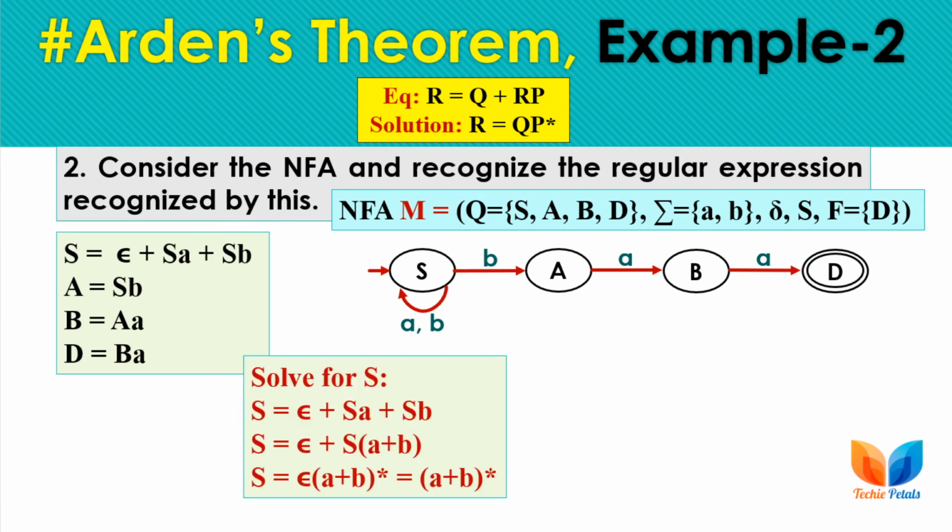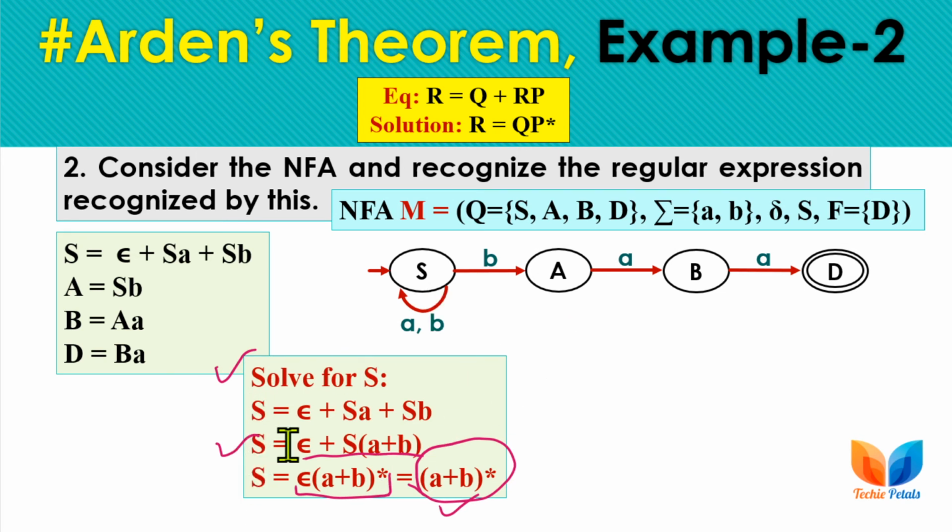So after solving S, we are getting the same expression as example number 1, because this is the same expression. We have just formed the Arden's equation and substituted the solution as QP star, and we are getting this. The only difference is that we are having here A and B as input, and in the last example we were having 1 and 0 as input. The rest of the solution is the same as example number 1.